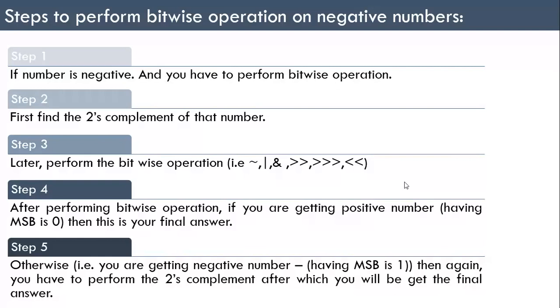Otherwise, if you are getting MSB as 1, then it means your machine level code and your logical code are different. So in that case, you have to convert your machine level code into your logical code with the help of 2's complement. And after getting the logical code, you can convert it into your decimal number.